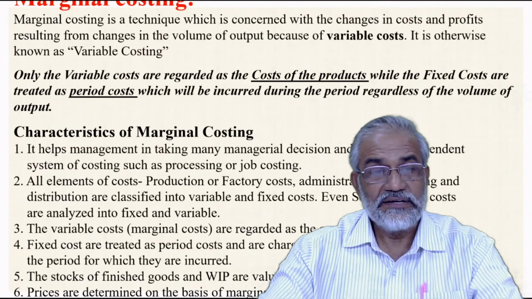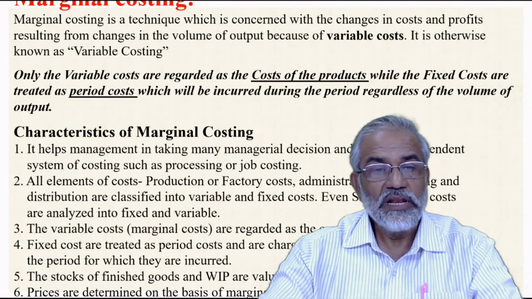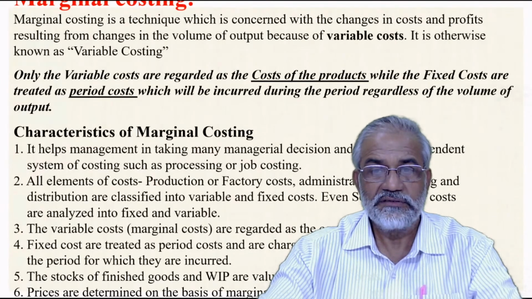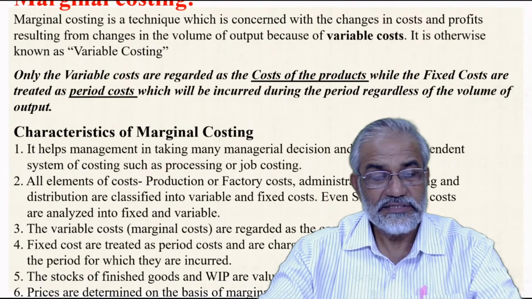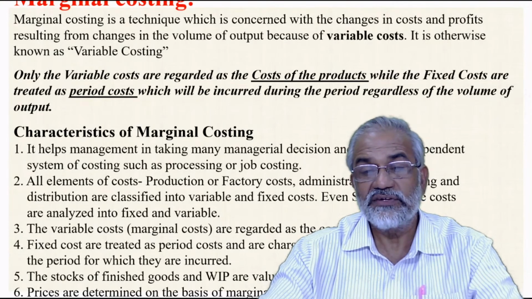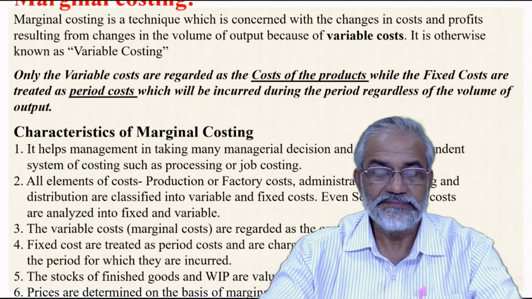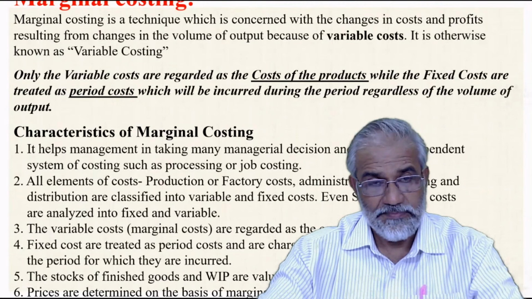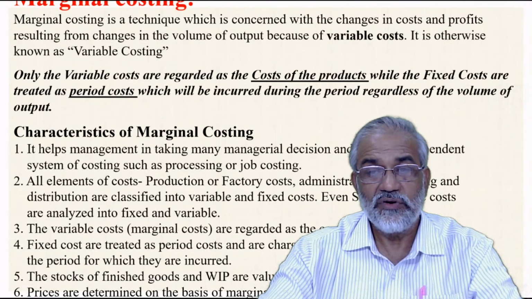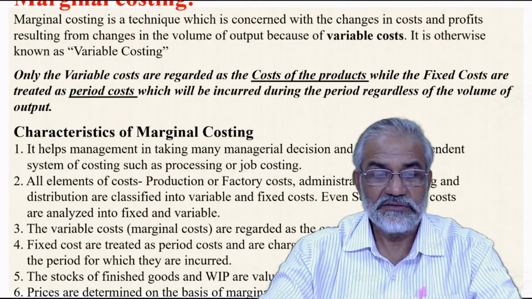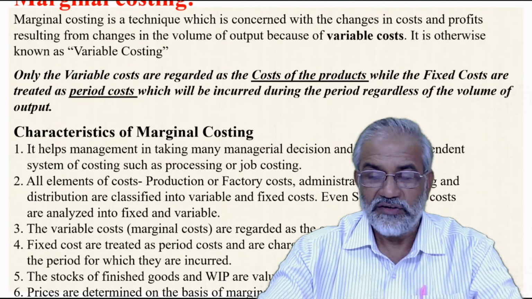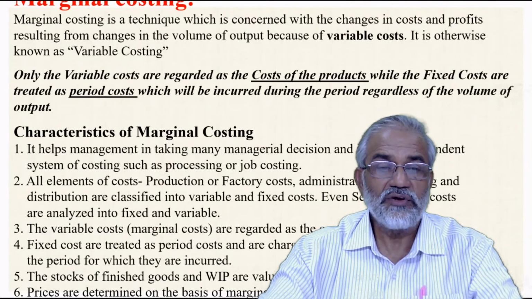The second characteristic of marginal costing is that all elements of cost, that is production cost or factory cost, administrative, selling, and distribution cost, are classified into variable cost and fixed cost separately and distinctly. Besides this variable cost and fixed cost, there is another type of cost which is called the semi-variable cost. But in case of marginal costing, the concept of semi-variable cost is not at all considered.